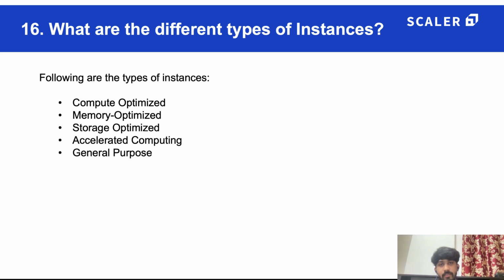But compute optimized will provide you really good processing power. So it will provide you more CPU cores than the RAM provided. Okay, so that's compute optimized. It will be optimized for compute. Memory optimized is optimized for memory. That is, it will give you more RAM, but the cores will be fewer. The number of virtual CPUs would be comparatively less than the RAM. So this is for memory. If there is any in-memory processing, you would have to choose a memory optimized instance type.